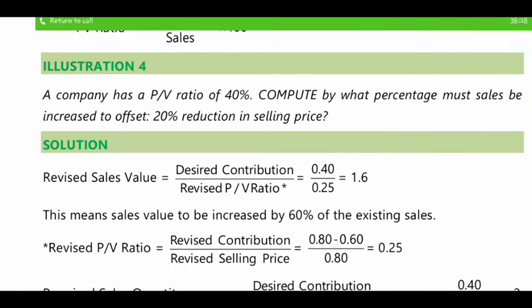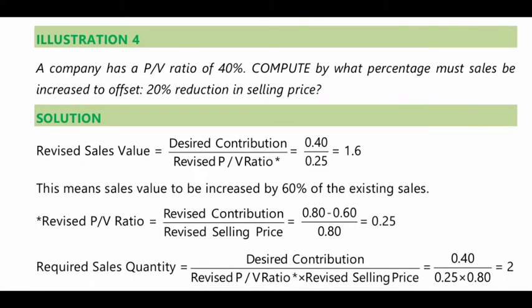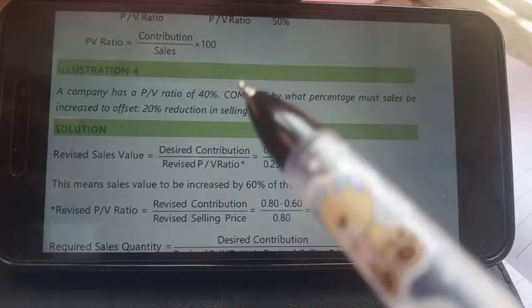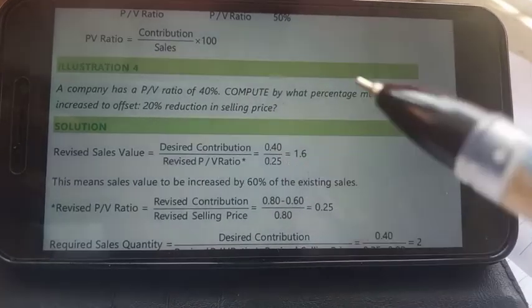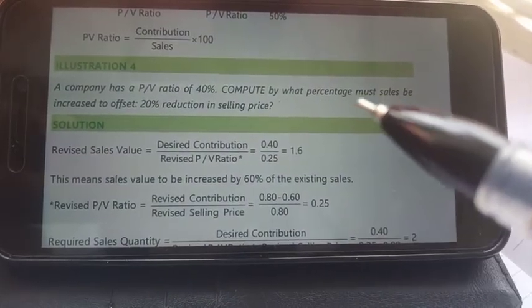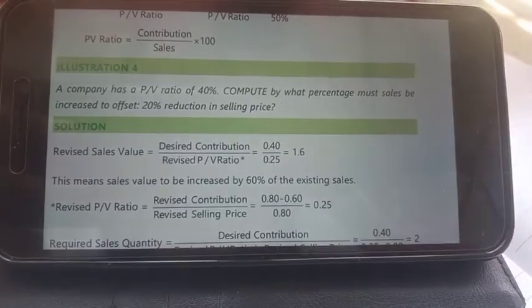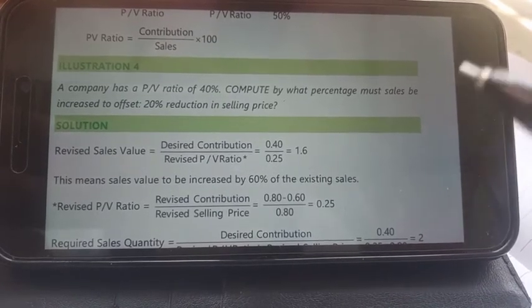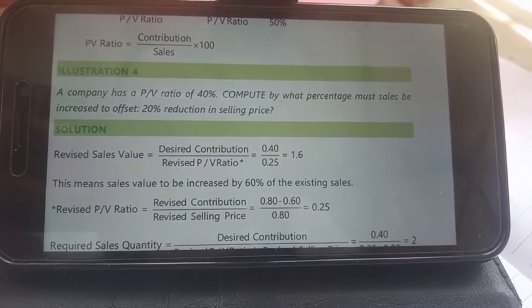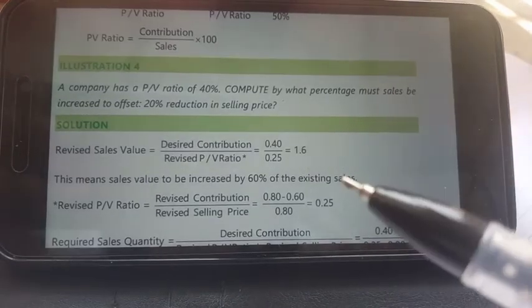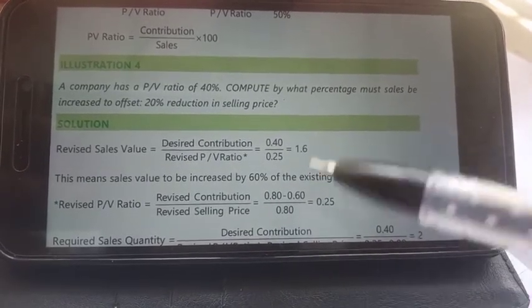Illustration 4. A company has a PV ratio of 40%. Compute by what percentage sales must be increased to offset a 20% reduction in the selling price. Okay. There is a 20% reduction in the selling price. So when there is a change in the sales price per unit, automatically contribution per unit will also change, so it leads to a new PV ratio. So we have to find out the new contribution and new PV ratio, and we have to compare the standard one with the new one. Then we will get the difference between them.